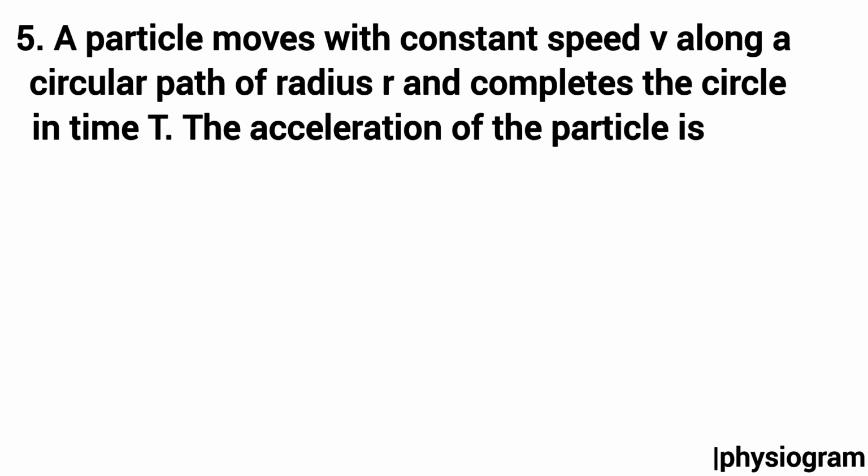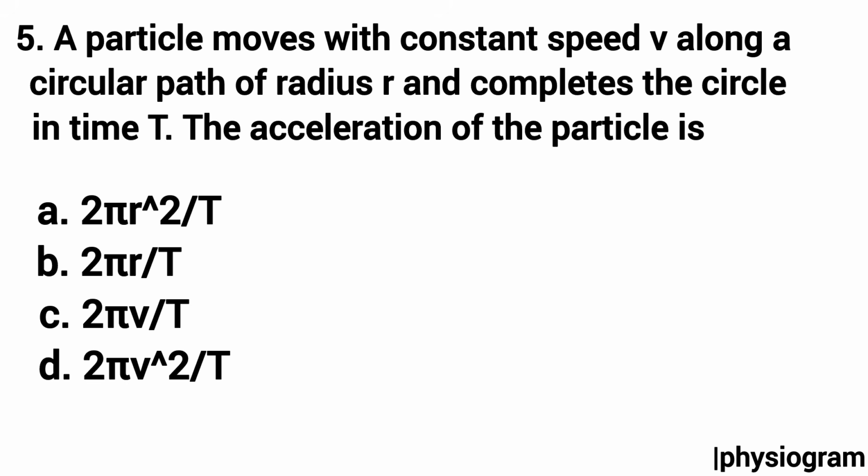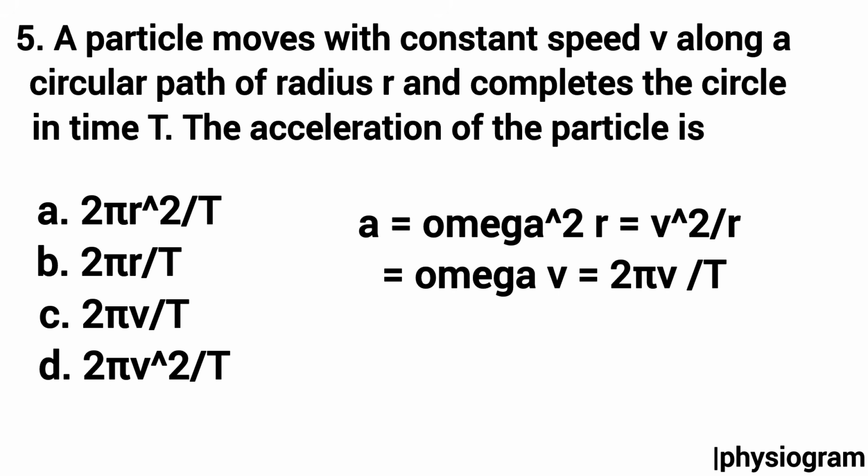Next, question number 5: a particle moves with constant speed v along a circular path of radius r and completes the circle in time t. The acceleration of the particle is, options are A 2 pi r square by t, B 2 pi r by t, C 2 pi v by t, and D 2 pi v square by t. We know acceleration is omega square r, so it will be v square by r, then omega v, then 2 pi by t into v. So the correct answer will be option C, that is 2 pi v by t.